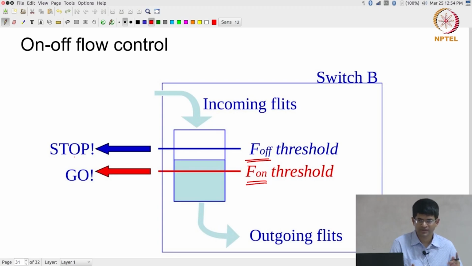In fact, one wire with different states, or you could have multiple wires to indicate the different levels of the buffer, right. The point is all of these different techniques can be used in order to implement various forms of flow control.